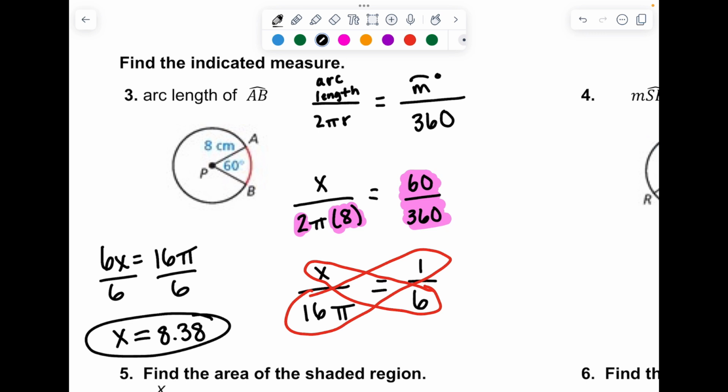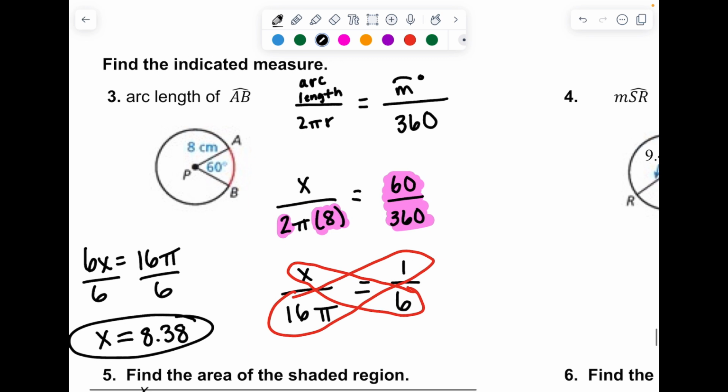And again, I'm rounding. If you put 8.4 or 8.377, I'm not going to count off points because it doesn't tell you what to round to. On your test, if it does, make sure you read those rounding questions carefully. And then our label we can't forget is centimeters.